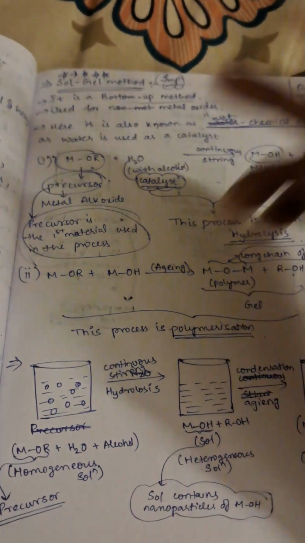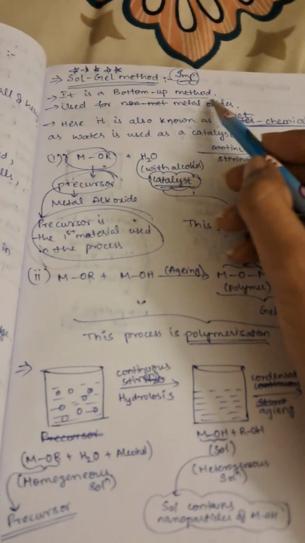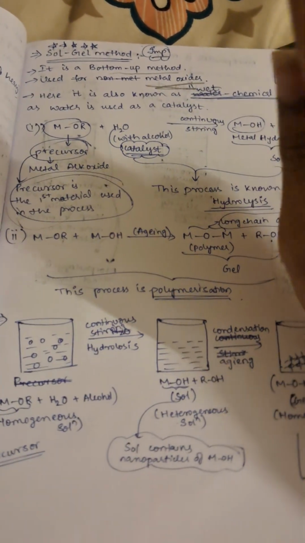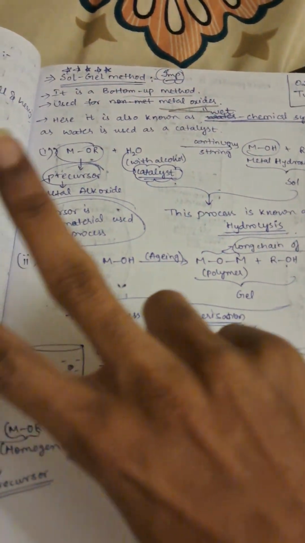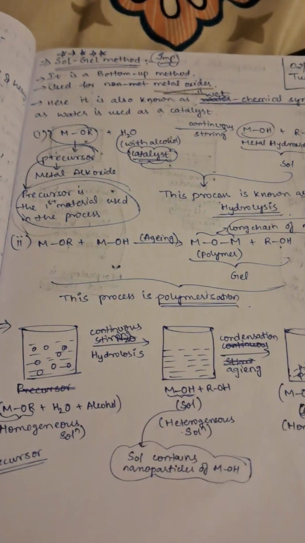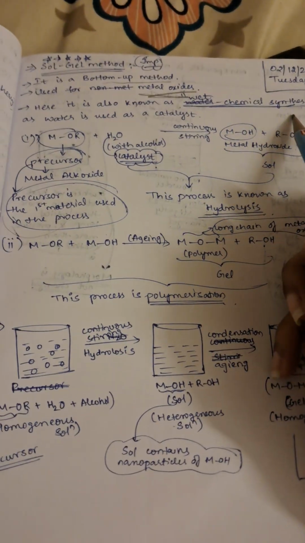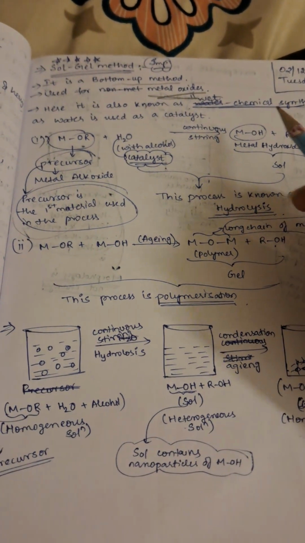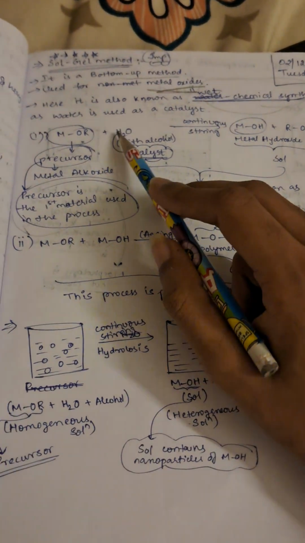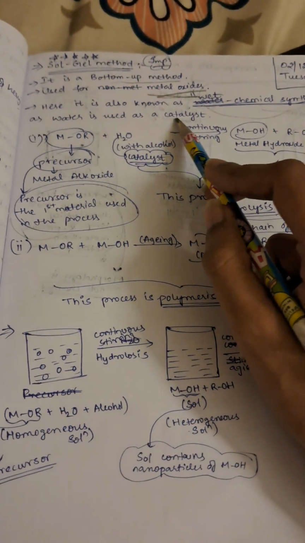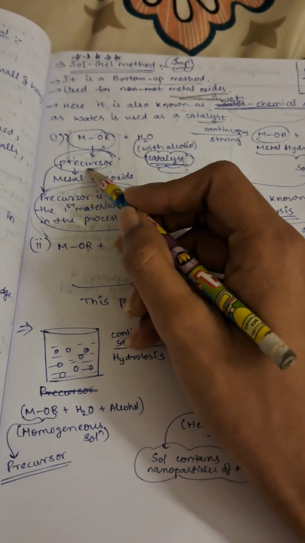So this sol gel method is used for non-metals. So first point is sol gel method is a bottom up method. Second point is it is used for metal oxide, and it is also known as wet chemical synthesis. The reason why it is known as wet chemical synthesis is that water is used here as a catalyst. See, first you need to take a precursor.